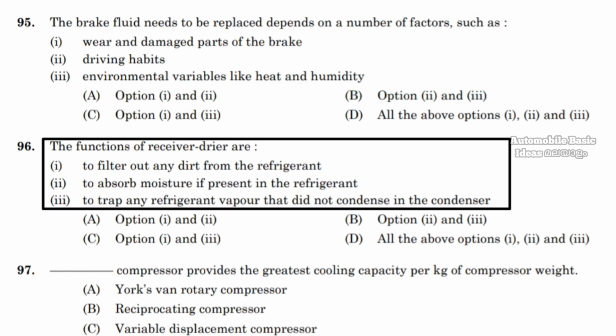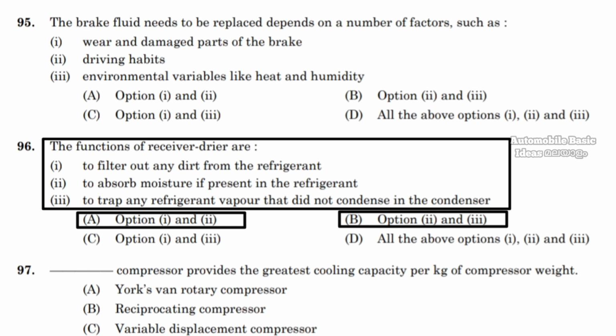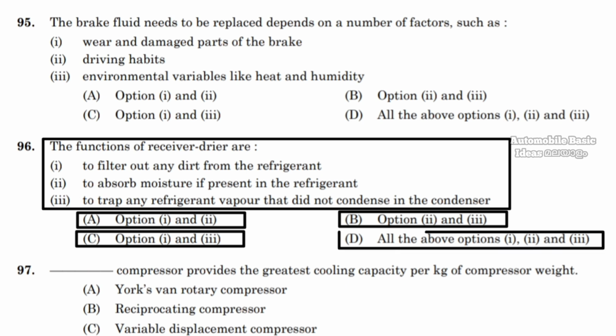96. The functions of the receiver dryer are: 1. To filter out any dirt from the refrigerant. 2. To absorb moisture if present in the refrigerant. 3. To trap any refrigerant vapor that did not condense in the condenser. A. Option 1 and 2. B. Option 2 and 3. C. Option 1 and 3. D. All the above options, 1, 2, and 3. Answer D. All the above options, 1, 2, and 3.